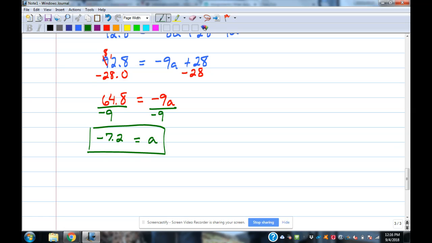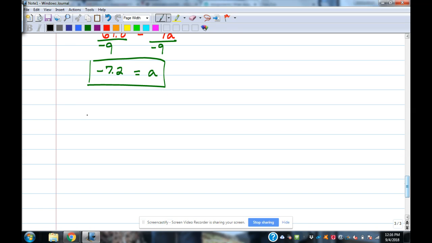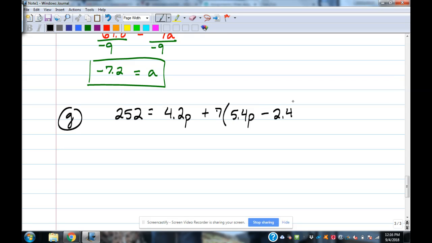The process is not any different. The kind of number we're dealing with is a decimal now, so that just means we can have decimals at the end. That's really all it means. The process is still the same. G. Try this one. 252 equals 4.2p plus 7 parentheses 5.4p minus 2.4.